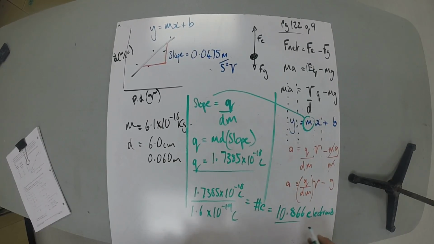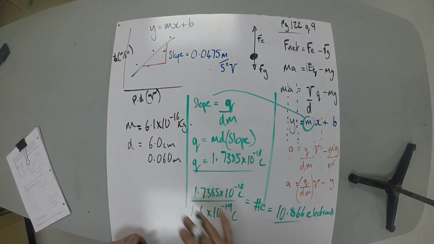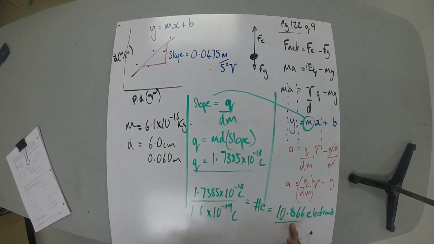Now, can you have 10.866 electrons? No, you cannot. But obviously, this is data from an experiment, so there's inherently error in there. So of course, we'd be rounding this up and saying approximately 11 electrons in excess. Okay, that's how you do the question.